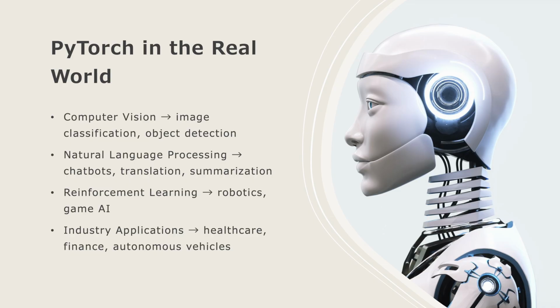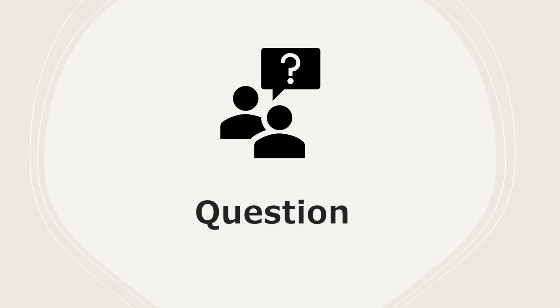Let's wrap up this introduction to PyTorch. PyTorch is a deep learning framework that is designed to feel natural for Python developers. It uses a dynamic computation graph, which makes it flexible and easy to debug. Its strong ecosystem, with libraries like Torch Vision and Torch Text, supports a wide range of applications. PyTorch is not just a research tool. It is also widely used in industry, in areas ranging from healthcare to finance to autonomous vehicles.